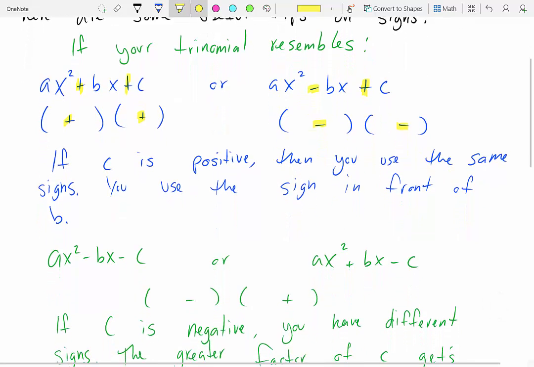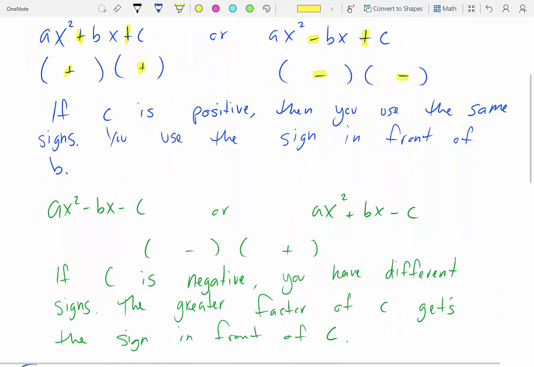So if your trinomial resembles ax squared minus bx minus c or ax squared plus bx minus c, you notice the c is negative. If the c is negative, you always have different signs, and the greater factor of c gets the sign in front of b. Now, that might seem a little confusing right now, but when we go over examples, that'll make sense.